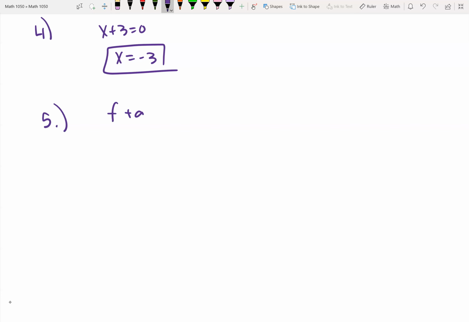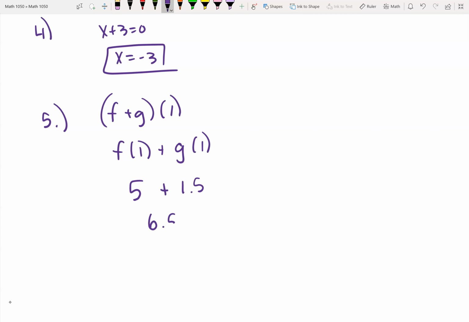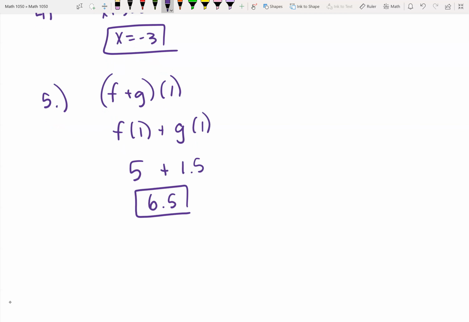Evaluate f plus g of 1. So that basically means find f of 1 and add it to g of 1. So if you look at an x value of 1 and you go up to f of x, which is the highest graph, you get a 5. Go again to an x value of 1, go to the g of x, which is the lower graph, and you get 1.5. Add those together, 6.5.